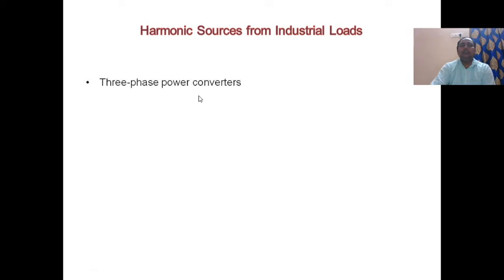Harmonic sources from industrial loads: three-phase power converters, that is rectifiers, inverters, cycloconverters, and whatever is manufactured with electronic equipment for industrial loads are harmonic sources. Next one is arcing devices, that means welding and arc furnaces. Saturable devices: if a transformer is operated with saturation, it also becomes a harmonic source.